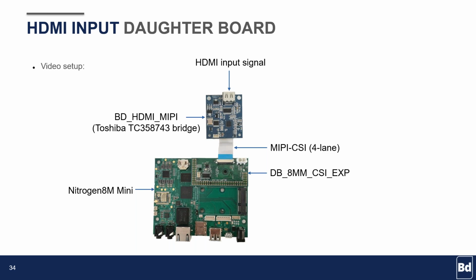Here is a picture of the setup. Once again, very simple. We've just replaced the OmniVision camera with that HDMI input daughterboard, and we will connect a previous generation device, which is a Nitrogen6, into that HDMI input daughterboard.